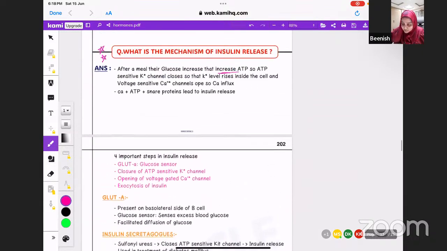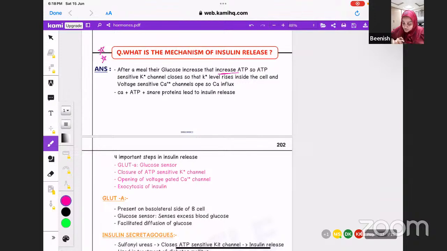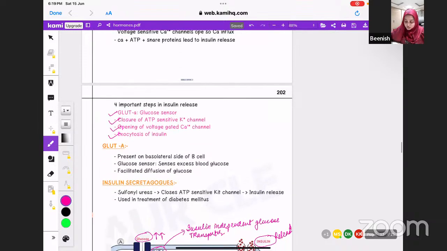Now let's see what they have to say. The four important steps in insulin release are: glucose sensor, closure of ATP sensitive potassium channels, opening of voltage gated calcium channels, and exocytosis of insulin. So we've discussed all these points, how it's going to take place.